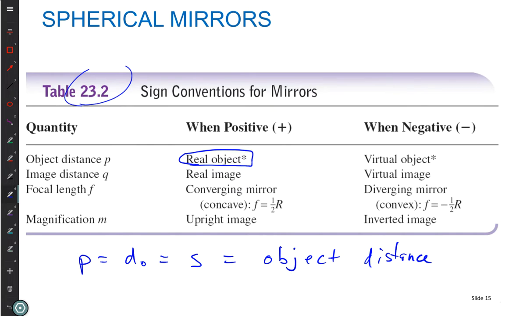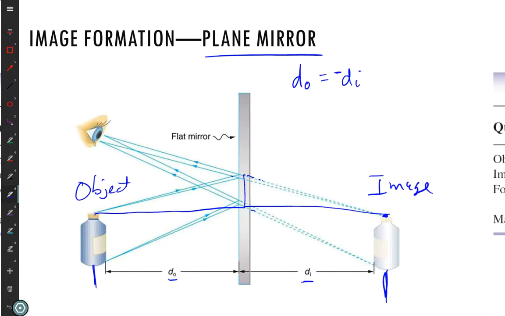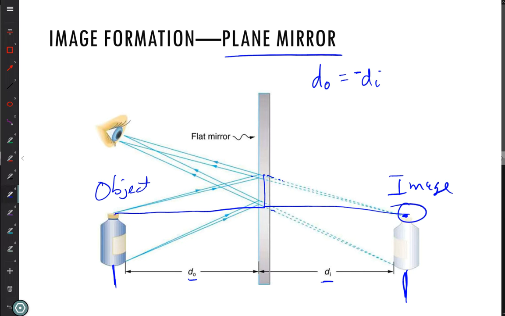For the image, it is a real image if the rays really meet at the image. Did the rays really meet right here at the image? No. That means it's not real. It's virtual then. If I have a projector here, are the rays really meeting on the screen? Yes, they are. The rays are really meeting on the screen, so this is a real image.